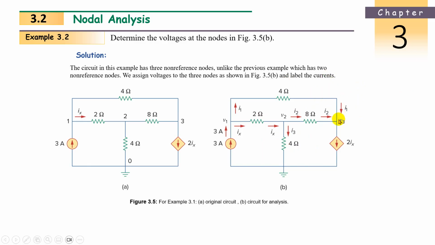No problem. Now, the third node: what are the currents entering? I2 and I1. What are the currents leaving? 2Ix. So I2 plus I1 equals 2Ix. Now, what is I2? V2 minus V3 divided by 8. Next, I1 is V1 minus V3 divided by 4. Now, what is 2Ix? Ix we know, it is given in the question: V1 minus V2 divided by 2. Now rearrange this, and it will come in terms of V1, V2, V3.